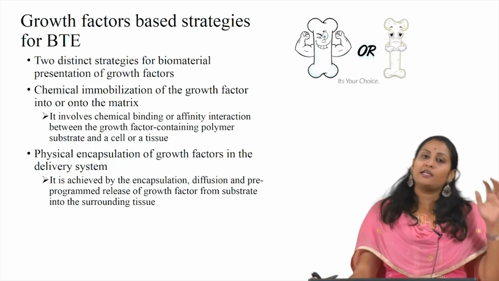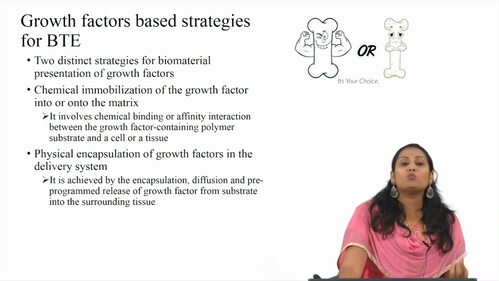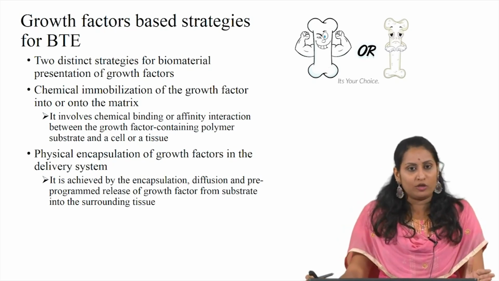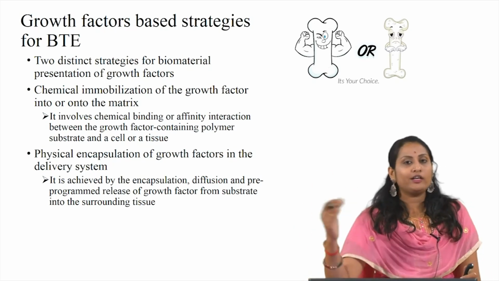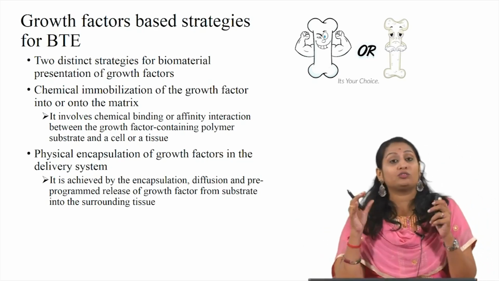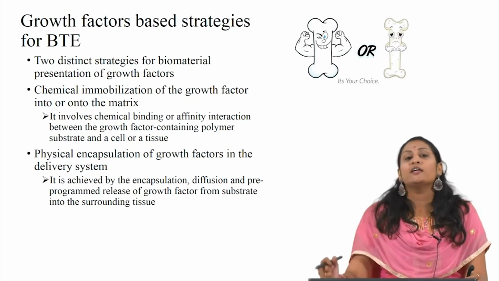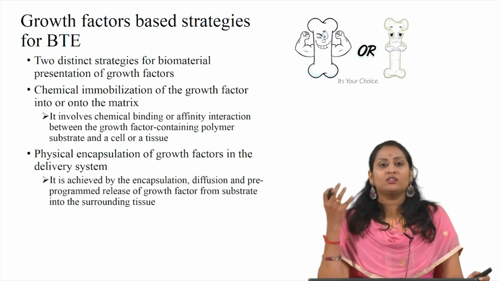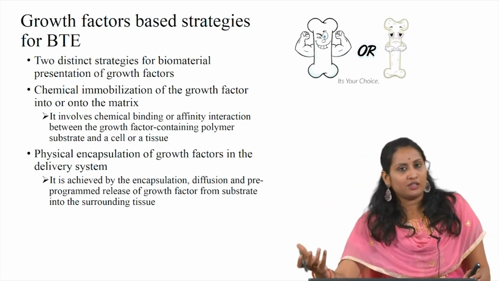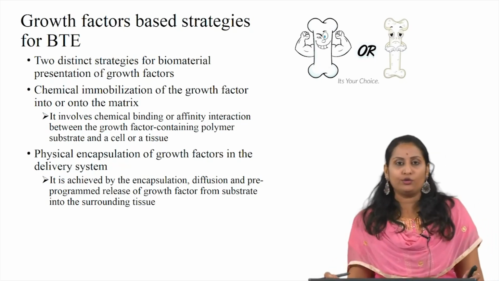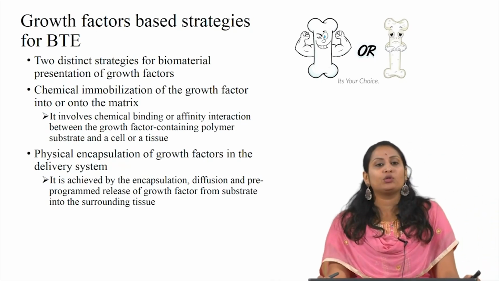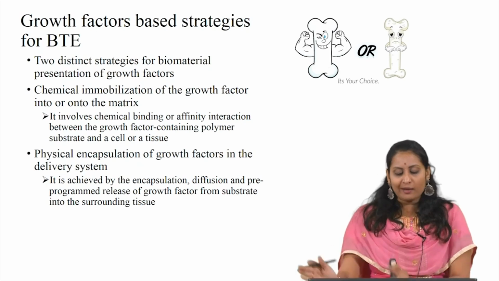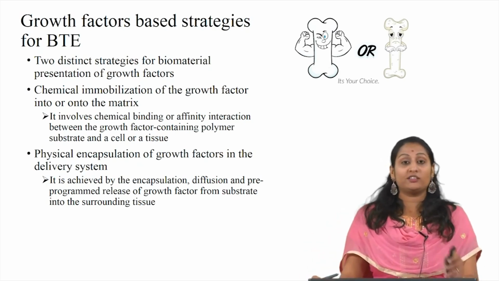The first one is chemical immobilization, which involves chemical binding or affinity or interaction between the growth factor containing polymer substrate and a cell or a tissue, and this will produce a strong localized interaction in that area. However, it is mainly based on the physical and chemical properties of the substrate as well as the growth factor dose. And physical encapsulation of growth factors in the delivery system is achieved by encapsulation, diffusion and programmed release of growth factor from the substrate into the surrounding tissue.